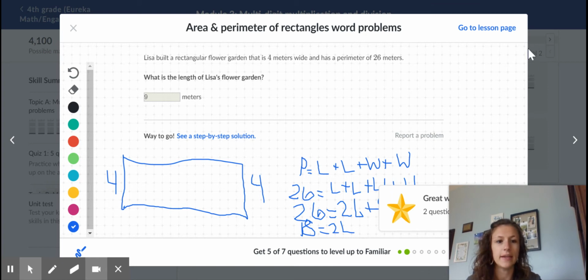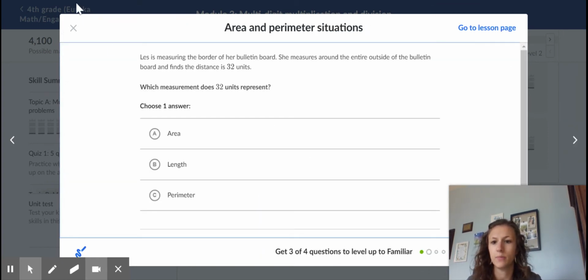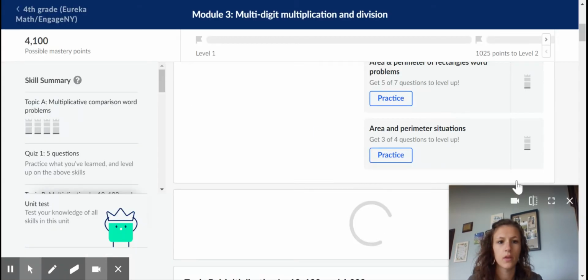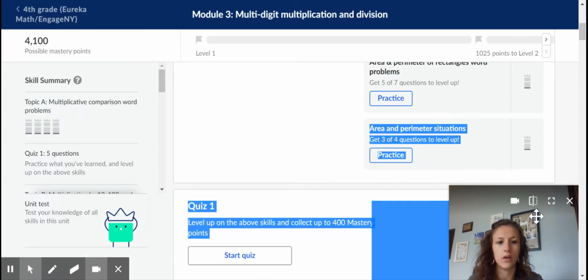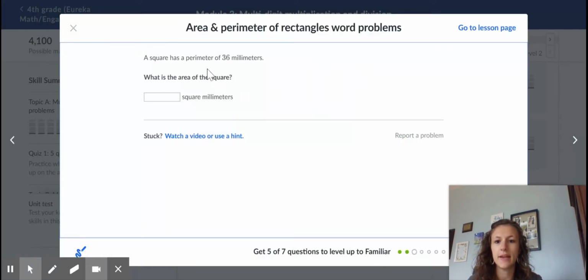And we got it right. All right, let's go to our next one. We're going to do 3 together. Oh, I went to the wrong thing. Hold on. Here we go. Now it has a square with a perimeter of 36 millimeters.